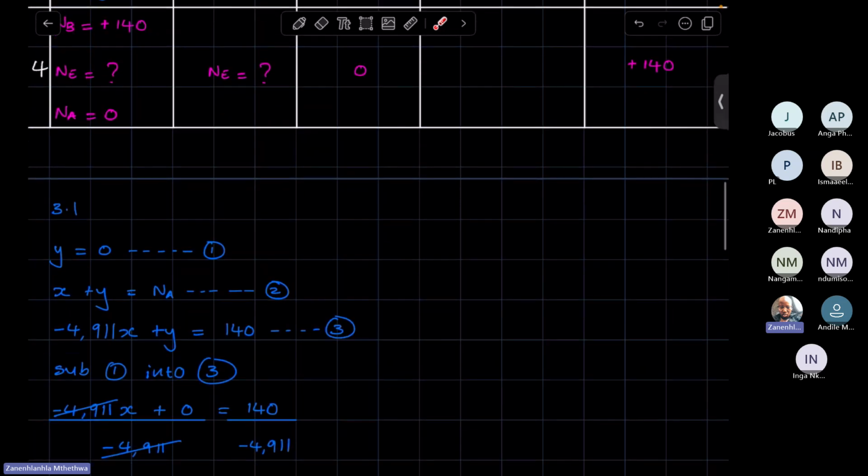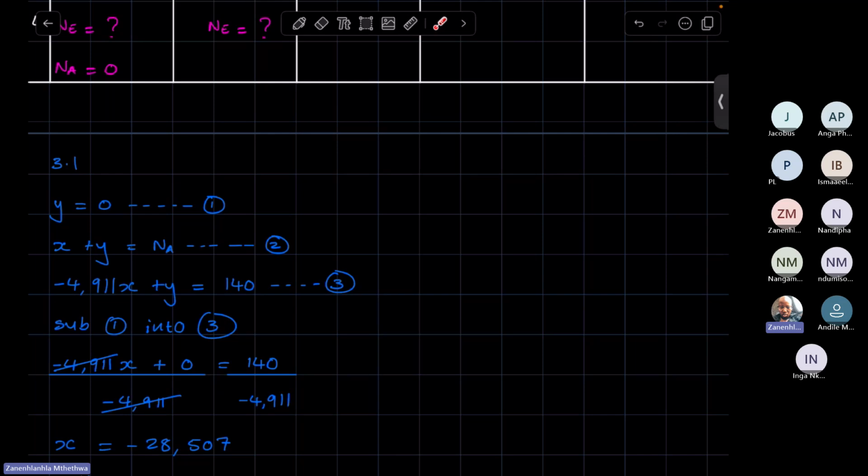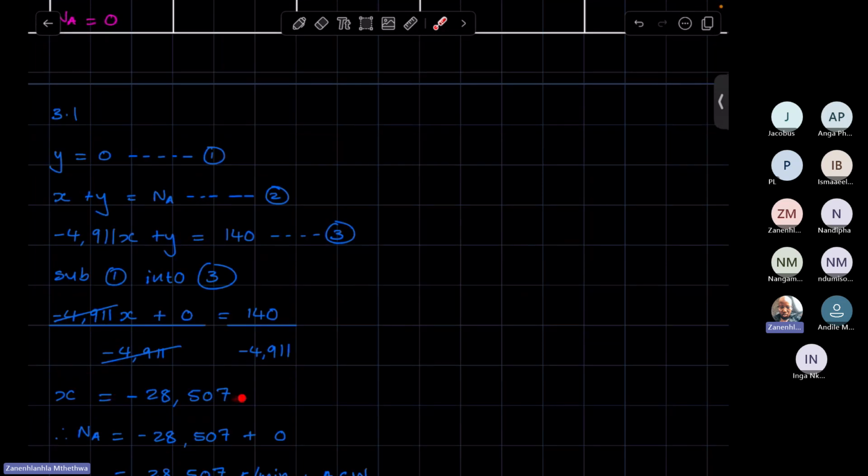All you do is substitute this equation into the third equation. y is equal to 0, hence you'll only be left with negative 4,911 x plus 0 is equal to 140. From this, we're looking for x, therefore you divide both sides by negative 4,911. That is how this and that cancelled. To get x, you simply say 140 divided by this. Punching this in our calculators, x is equal to negative 28,507.